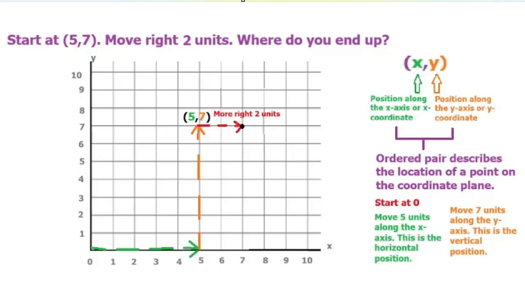And then what is that coordinate? Well, our x is now 7 and our y is still 7. So the point is 7, 7. So you end up at 7, 7. And that's the answer to this.